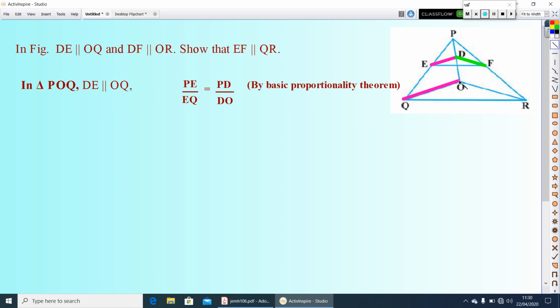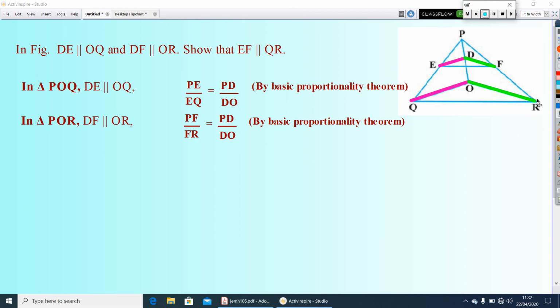Now let me take DF parallel to OR. DF and OR are in triangle POR. Now take triangle POR and apply the basic proportionality theorem. We get PF by FR is equal to PD by DO by the basic proportionality theorem. The first one you can take as equation 1 and the second as equation 2. From equations 1 and 2, the RHS, PD by DO, are equal. So the LHS also must be equal. So we can write.